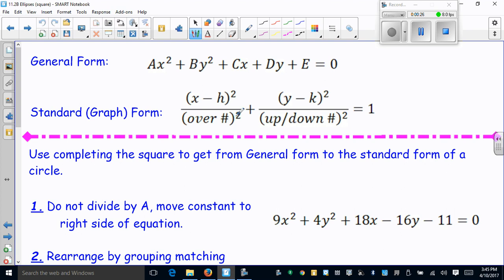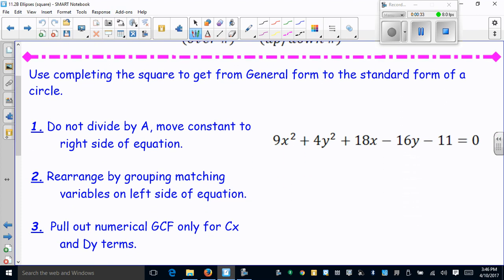So using completing the square to get the general form to the standard form of a circle, ellipse. Do not divide by a constant to the right side of the equation. You can't do it because then you're just going to have fractions throughout here. So we have 9x squared plus 4y squared plus 18x minus 16y equals 11. The constant to the other side.